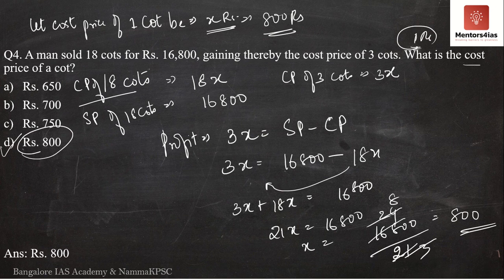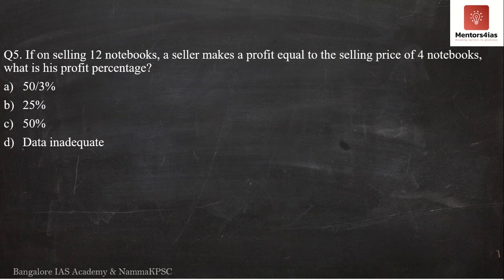Now moving over to the next question, that is question number 5. What does question number 5 say? It says, if on selling 12 notebooks, a seller makes a profit equal to the selling price of 4 notebooks, what is his profit percentage? That is what we have to determine.